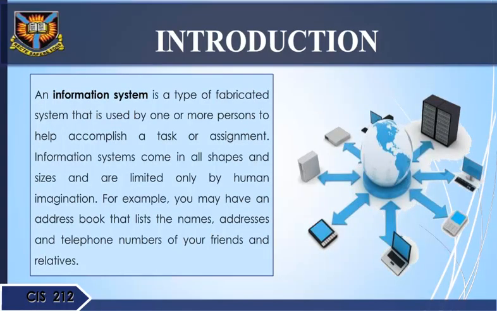Introduction. An information system is a type of fabricated system that is used by one or more persons to help accomplish a task or assignment. Information systems come in all shapes and sizes and are limited only by human imagination. For example, you may have an address book that lists the names, addresses, and telephone numbers of your friends and relatives.